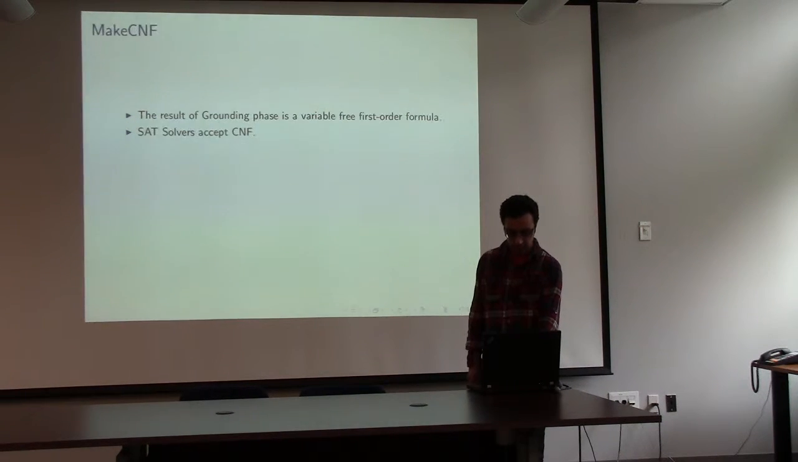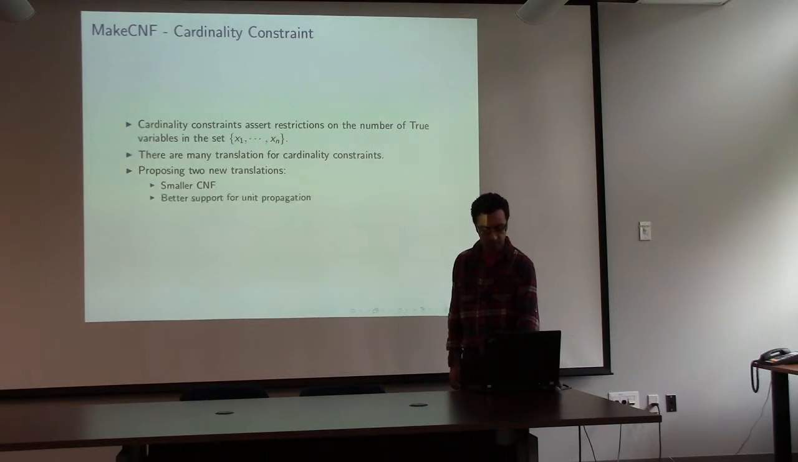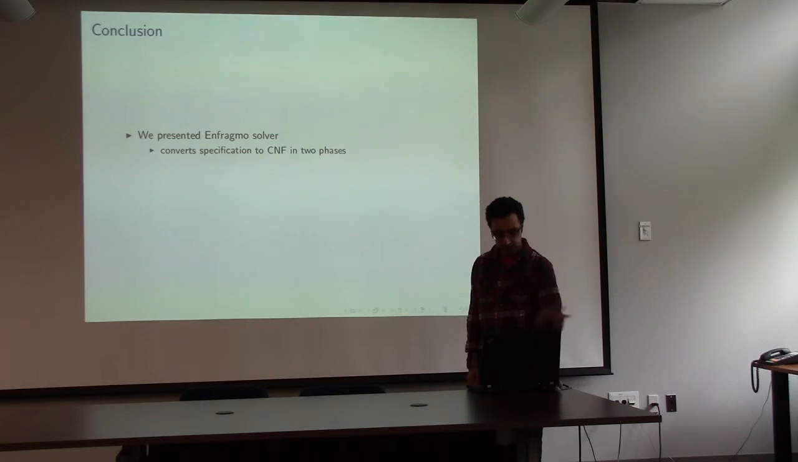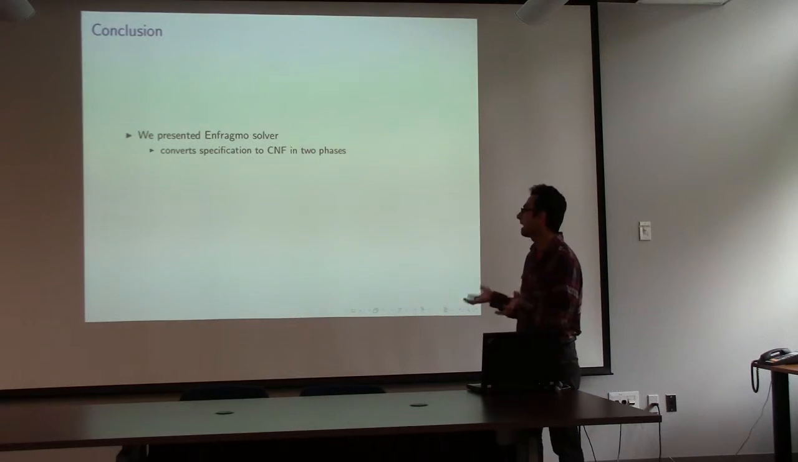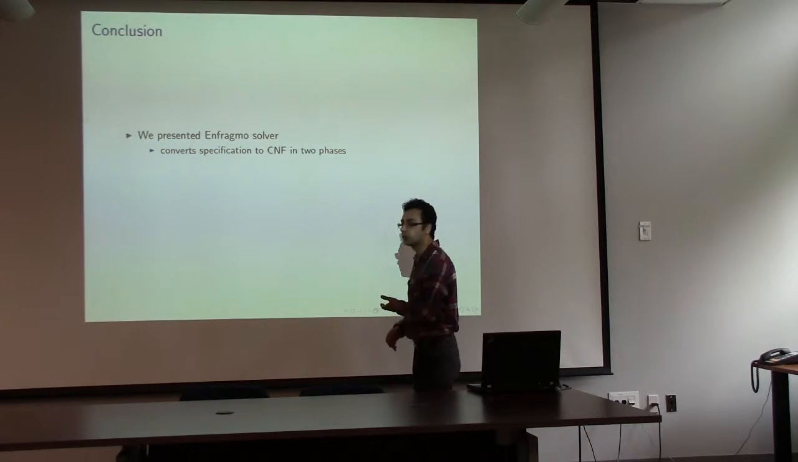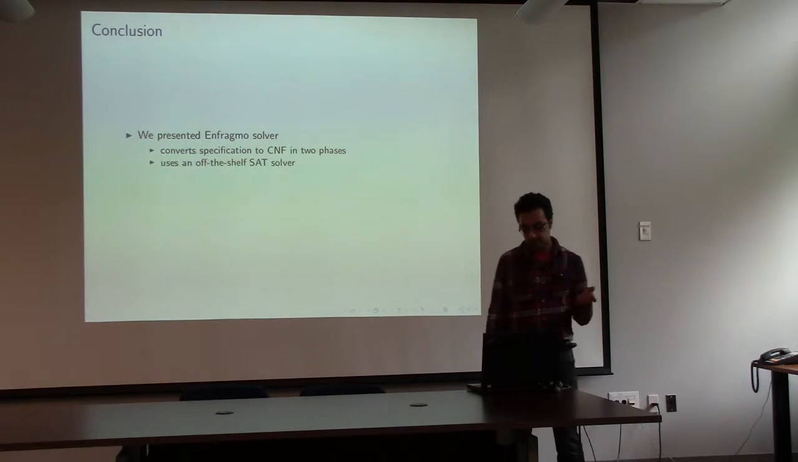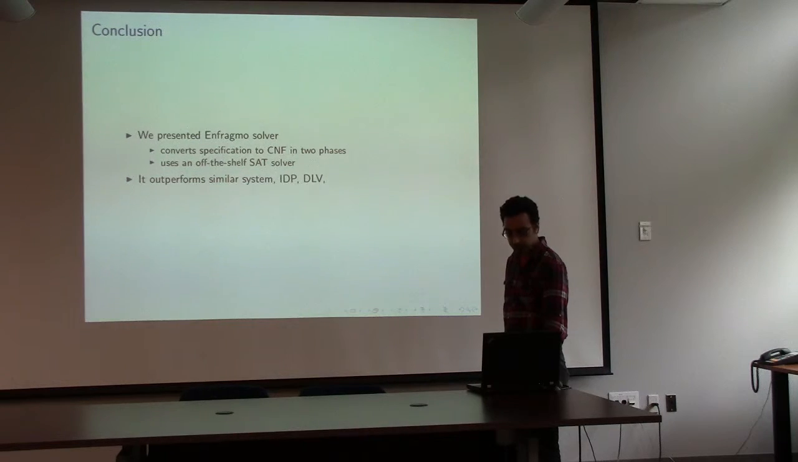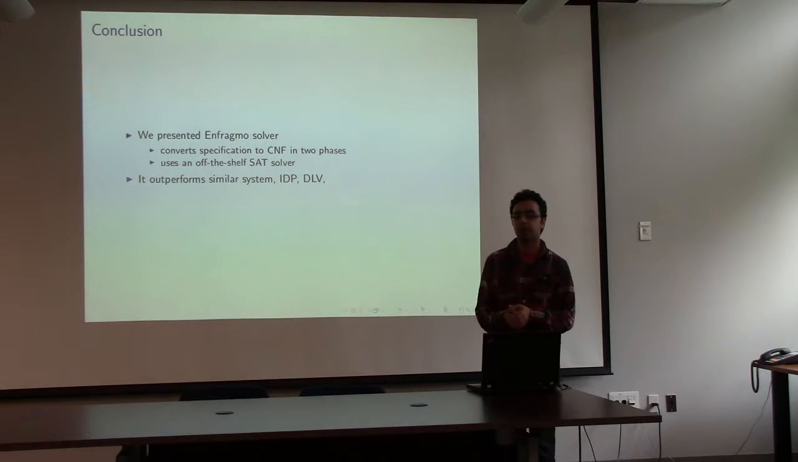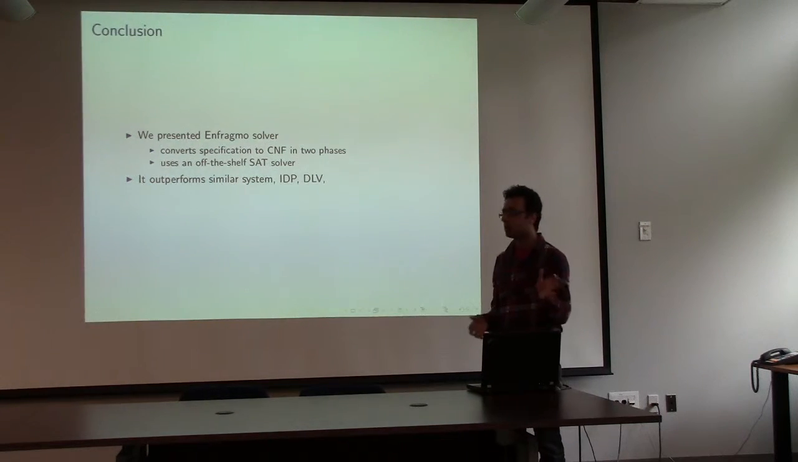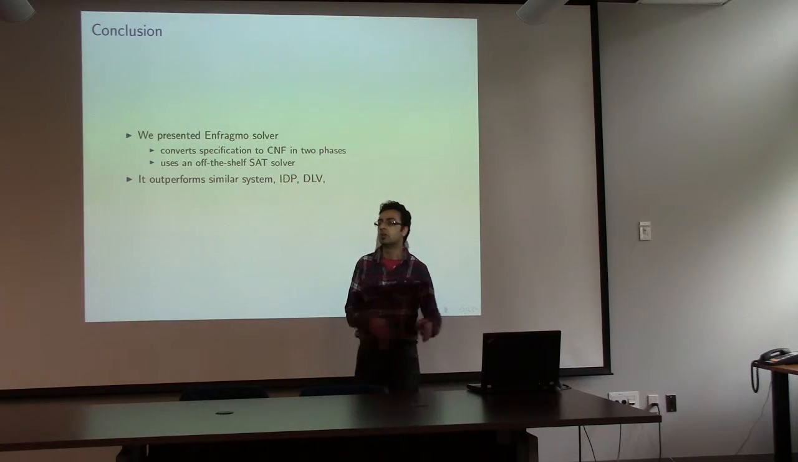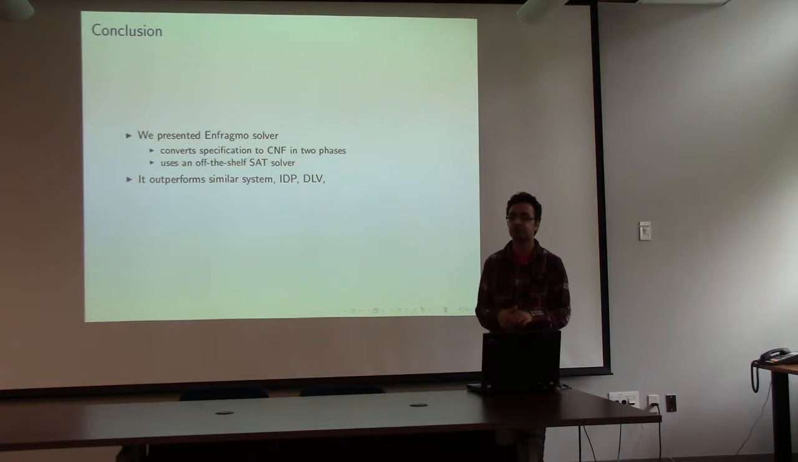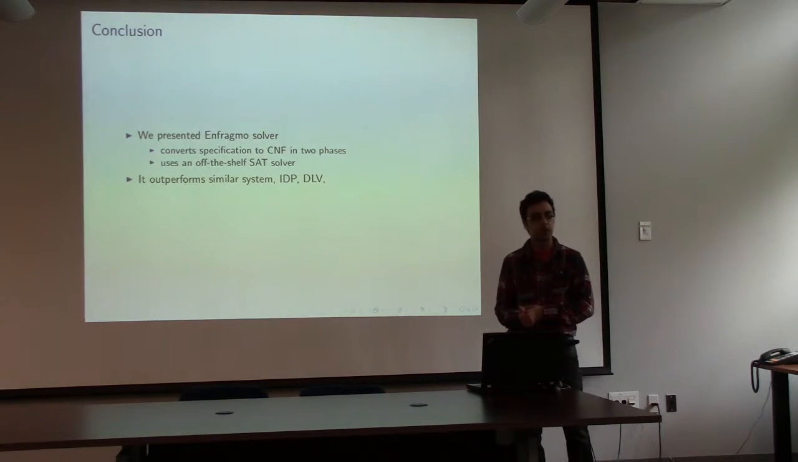Essentially, we have the make CNF phase, which I'm not talking about right now, and I briefly presented our solver, which is called Enfragmo. It converts the specification to a CNF formula in 2 phases. I tried to describe the grounding phase, and the make CNF phase I haven't described yet. But our experimental results show that it performs much better than IDP or DLV, which are 2 well-known solvers that work based on a similar idea.